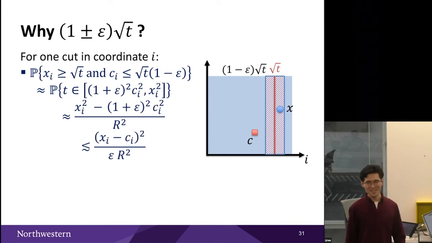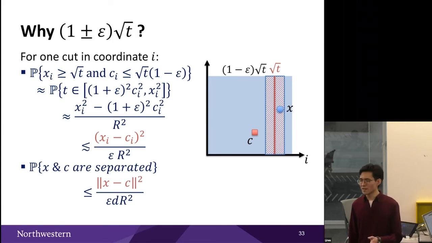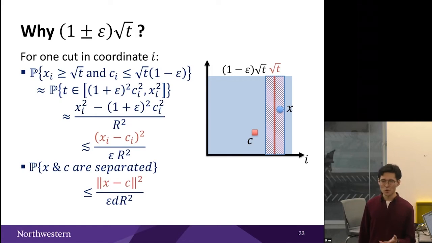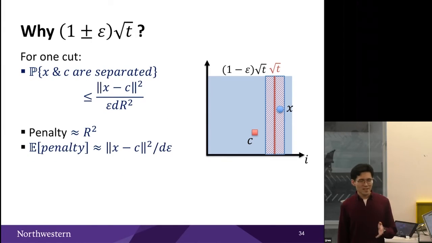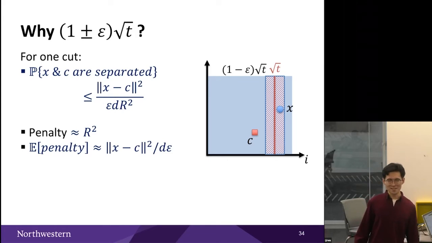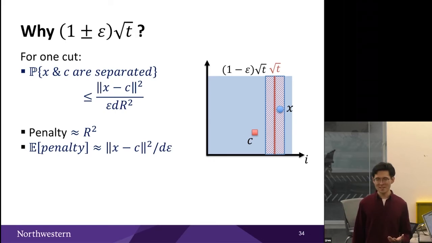Here we go slightly faster. So in the last inequality, we show that this separation probability is actually proportional to (xi minus ci) square, which is very small in some sense. If we combine all coordinates i, this separation probability is proportional to the square distance between x and its center c. And if we separate them, the penalty is radius square. The expected penalty, combining the separation probability and the penalty, is proportional to the squared distance between x and c, which is small and good for us. So until now is the motivation for why we pick a threshold cut like this.